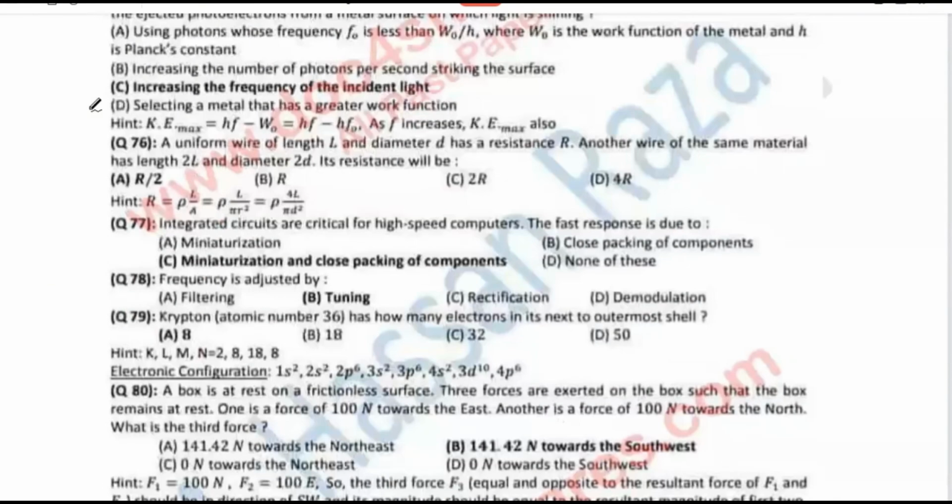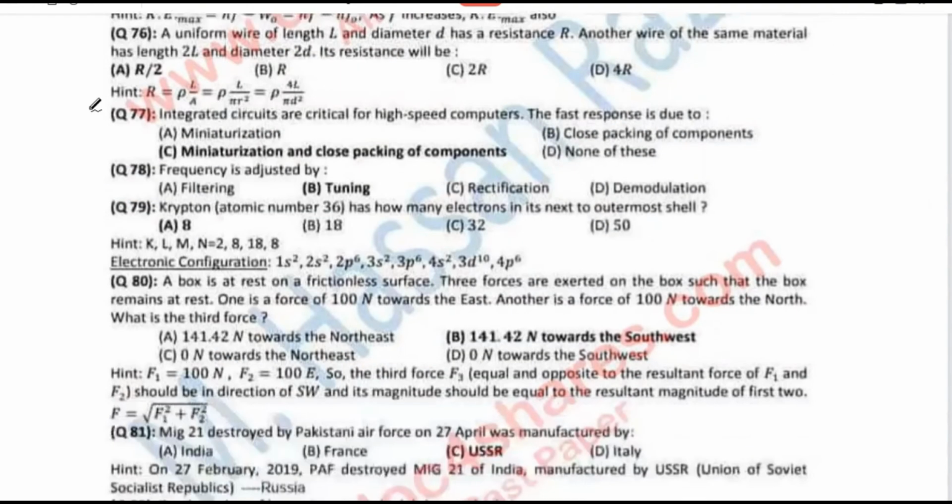So the 77 is frequency is adjusted by tuning. Krypton, atomic number 36, has how many electrons in its next to the outermost shell? So the 8 is the answer.